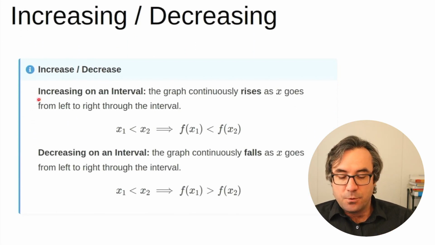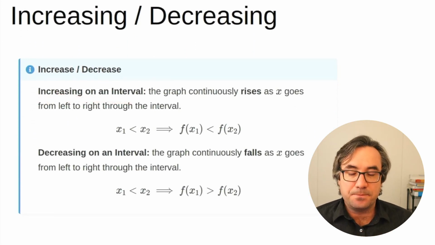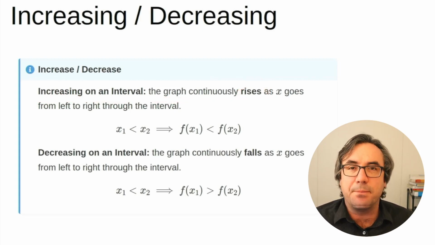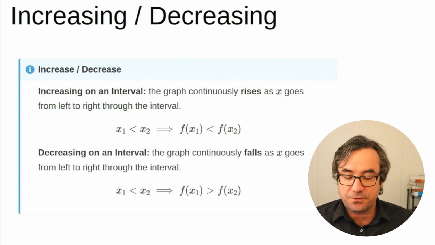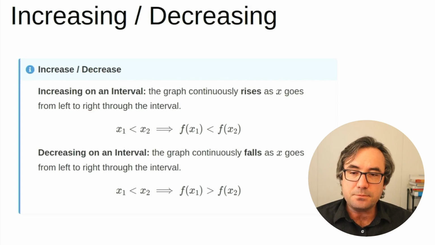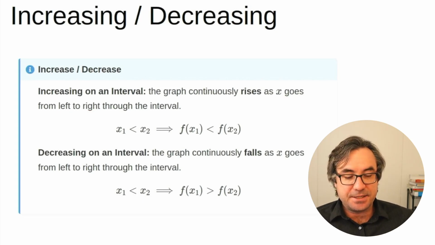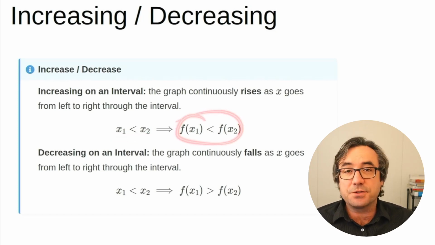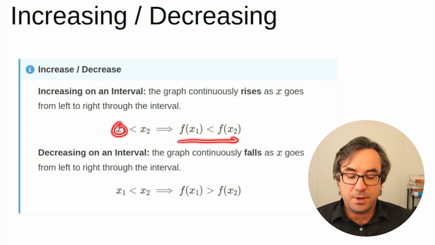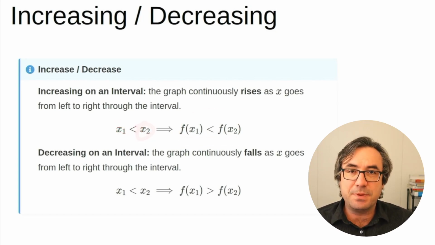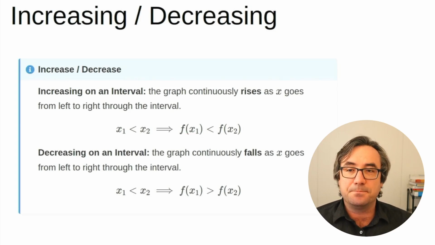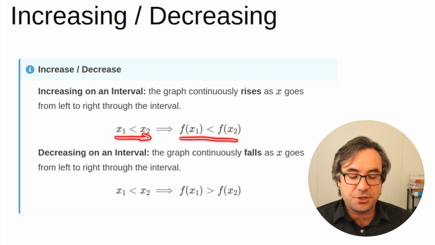So here we go. We say that our function is increasing on an interval when the graph continuously rises. So it moves up as x goes from left to right through the interval. As our x values get bigger in an interval, the function values also get bigger. So if x1 is less than x2, then for an increasing function, the function value at x2 is going to be bigger than the function value at x1. So as x gets bigger, the function values get bigger.